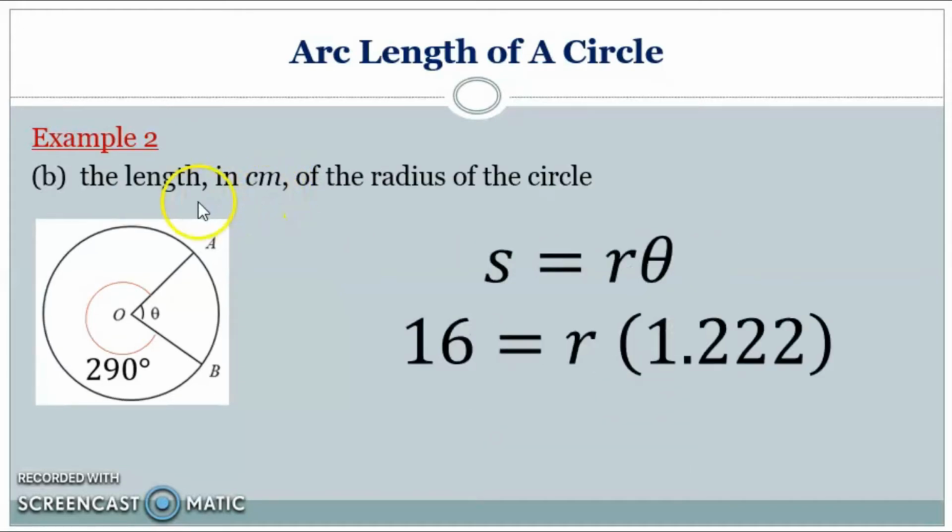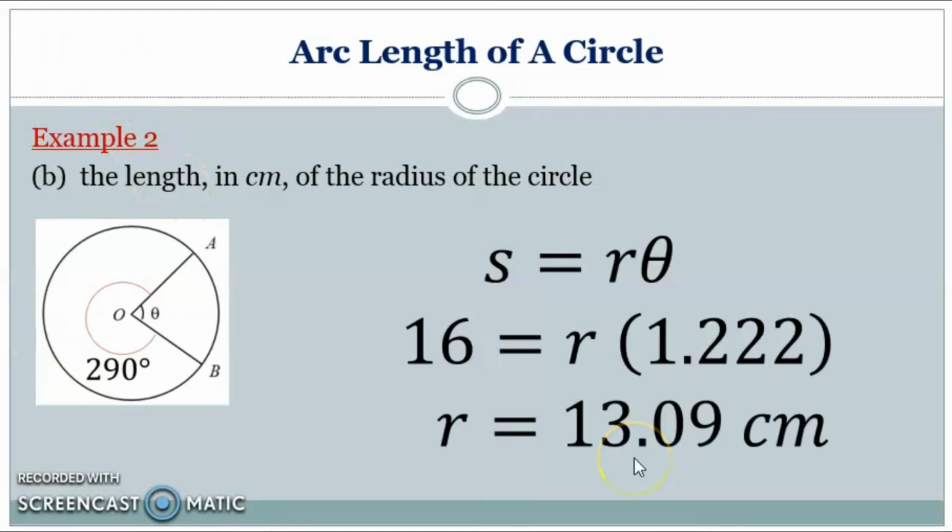For part B, we can find the length of the radius of the circle by using the formula S equals R theta. Substituting S equal to 16 centimeter as given in the question and theta as 1.222 that we calculated in part A. So R is equal to 16 over 1.222. So we found R is equal to 13.09 centimeter.